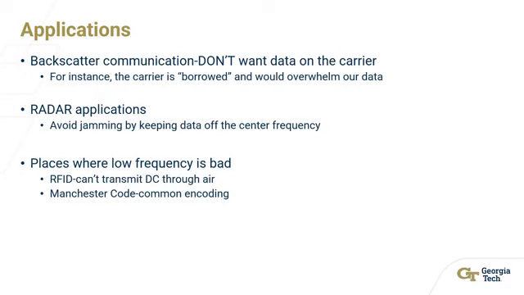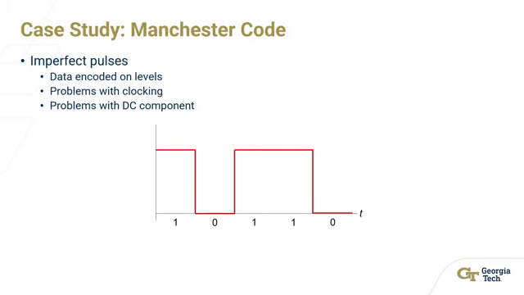Another example is RFID. These are tags which can transmit little amounts of data, and it's basically a backscatter communication technique. Another example is Manchester encoding, which I'll dive into now, which is a pretty common encoding technique used in normal circuitry and in RFID, which takes advantage of some of these perfect pulse advantages.